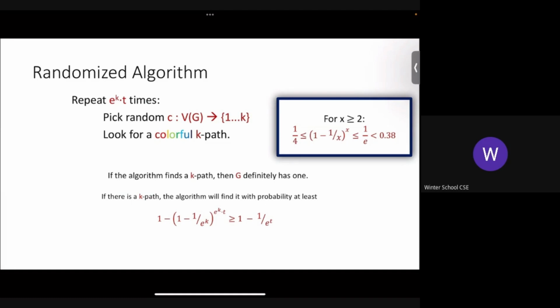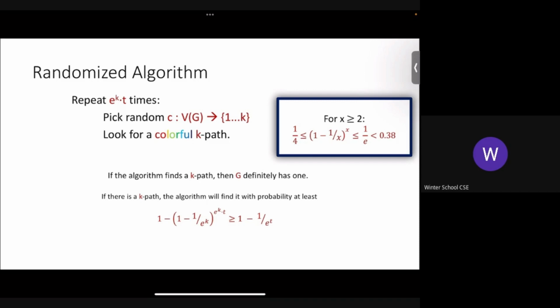The only black box which we still didn't open is how to find a colorful k-path. Because so far it doesn't make any sense what I'm saying, right? I say, okay, I do some random coloring, and then I say that in this random coloring it will be much easier to look for a path.